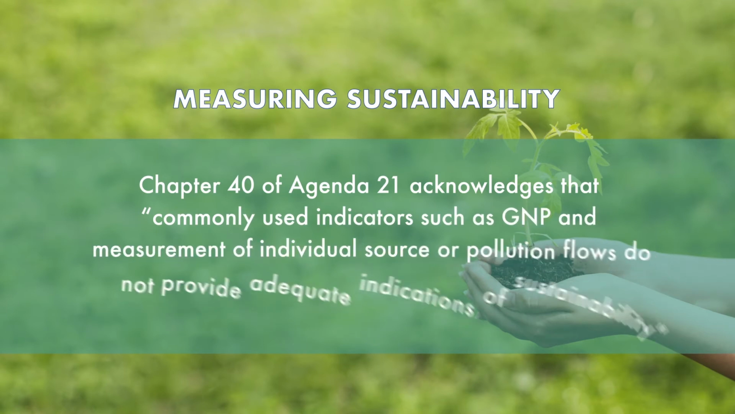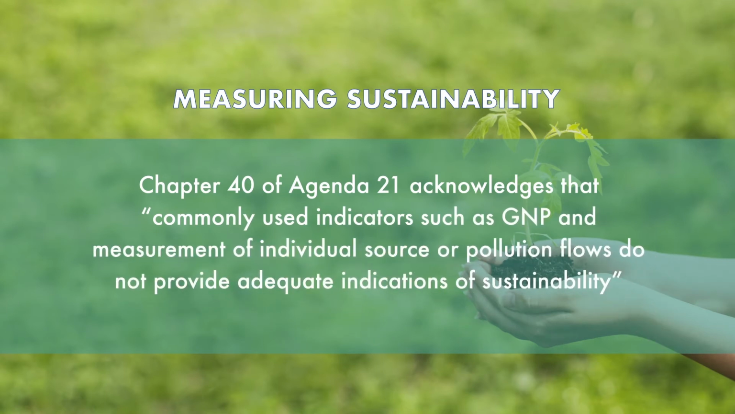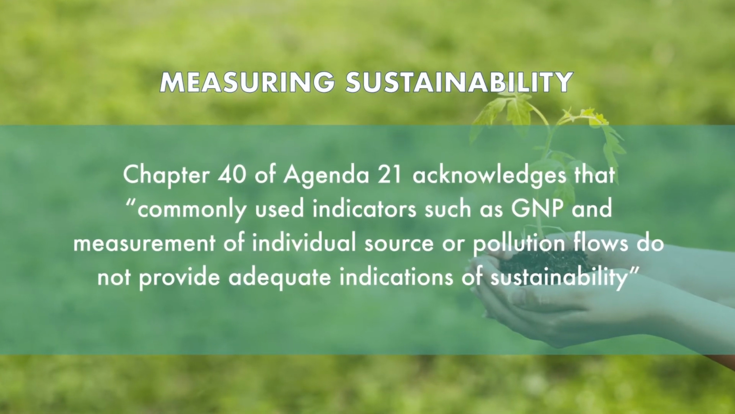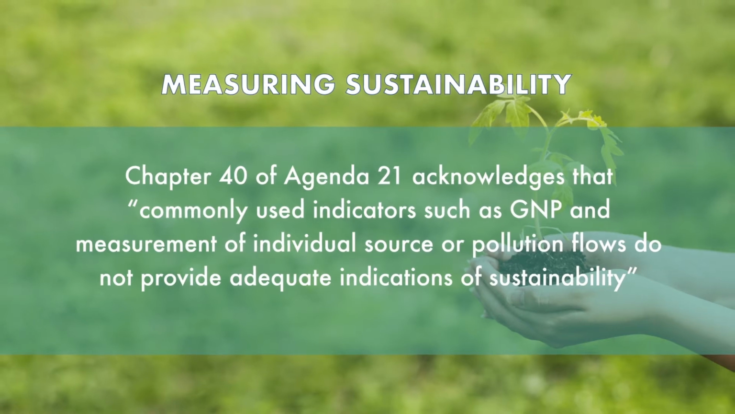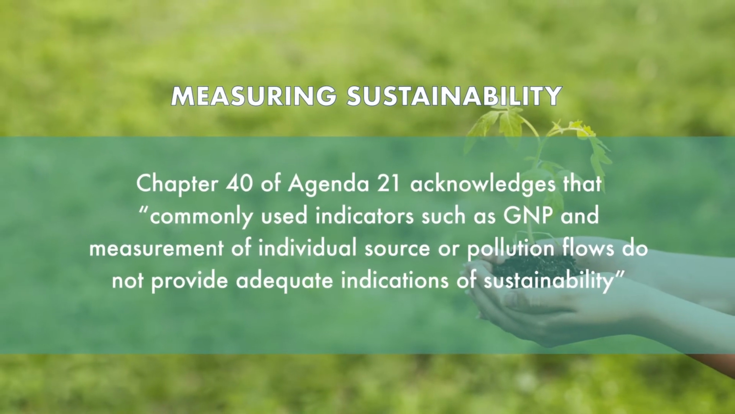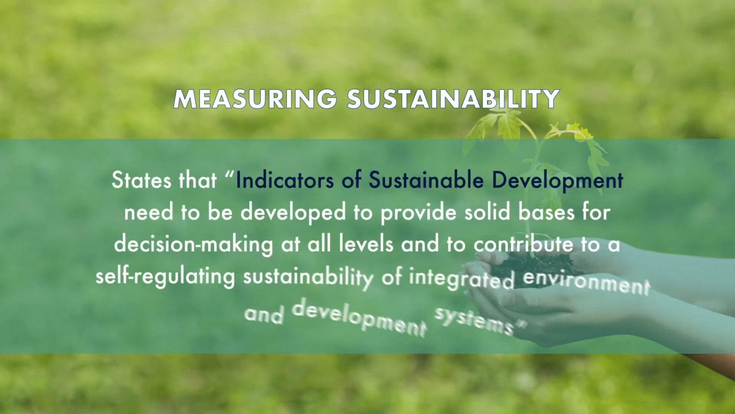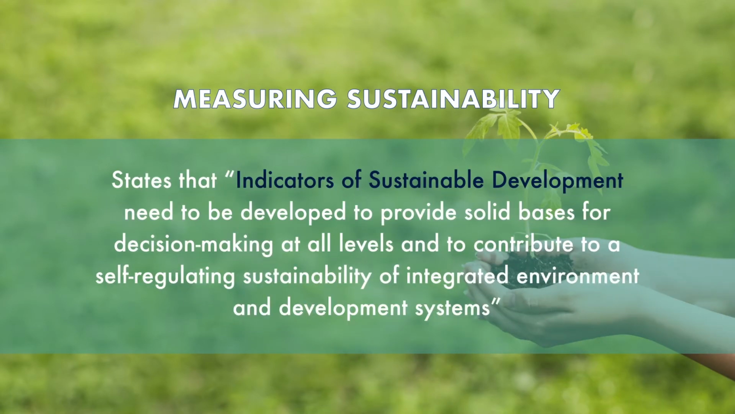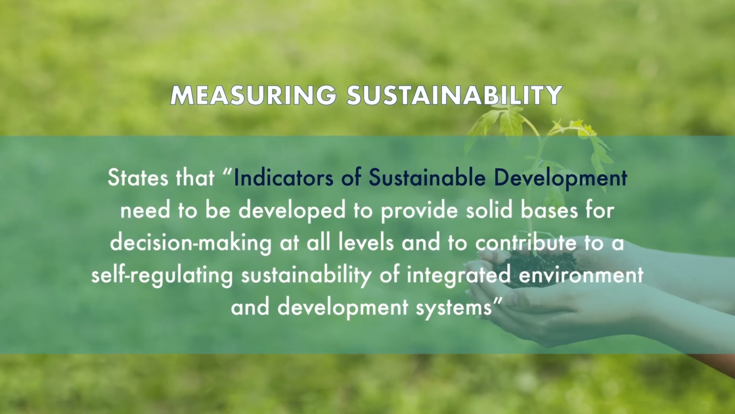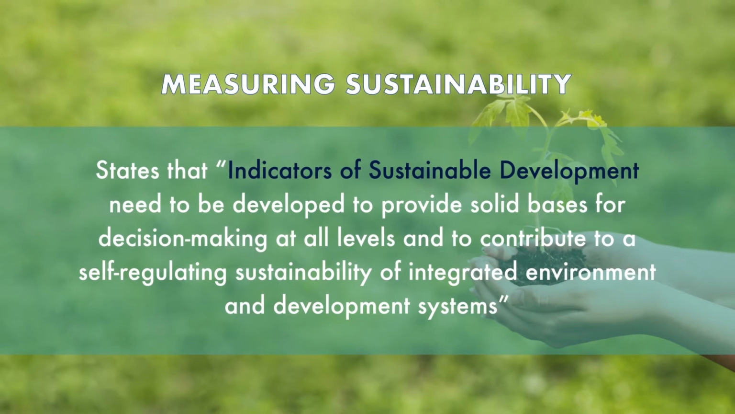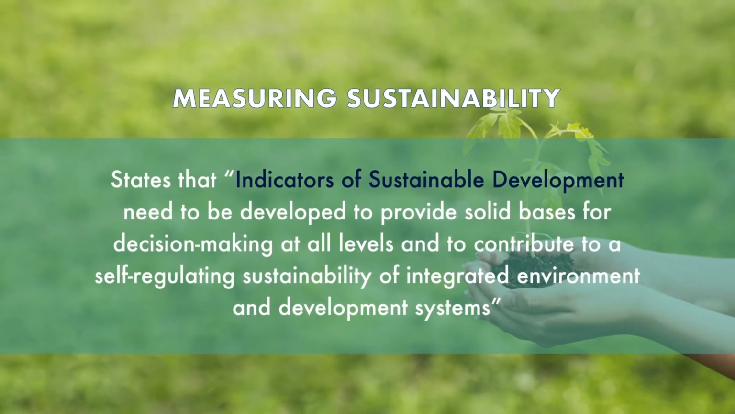If you look into chapter 40 of Agenda 21, that acknowledges that commonly used indicators such as gross national product, measurement of individual source or pollution flows do not provide adequate indication of sustainability, and states that indicators of sustainable development need to be developed to provide solid basis for decision making at all levels and to contribute to a self-regulating sustainability of integrated environment and development systems.